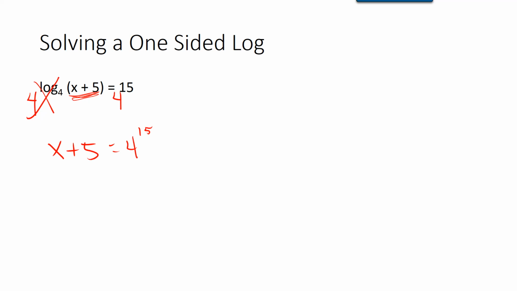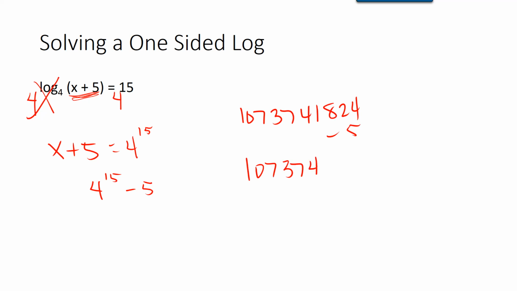Now, you're probably going to need a calculator for this. 4 to the 15th, and then I'm going to subtract 5 from that. I'm going to put 4 to the 15th power in my calculator. I get a gigantic number, and then take 5 away from that. So I originally get 10737411824, and then we're taking 5 away, so 10737411819. That would be the answer to the problem.